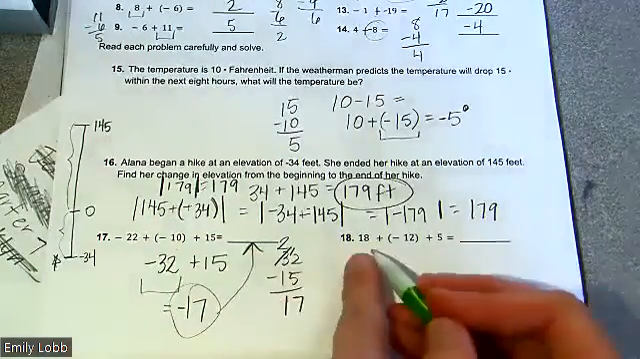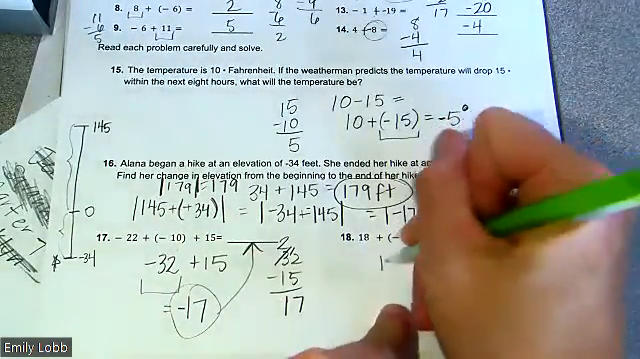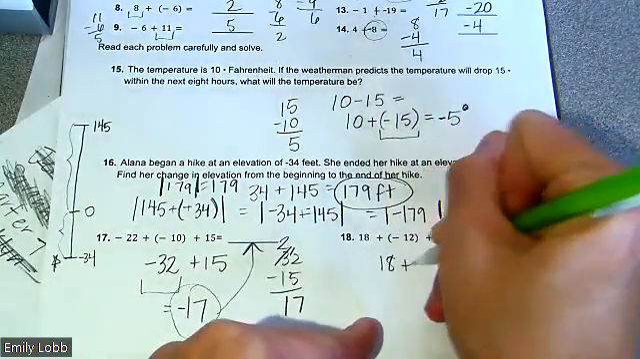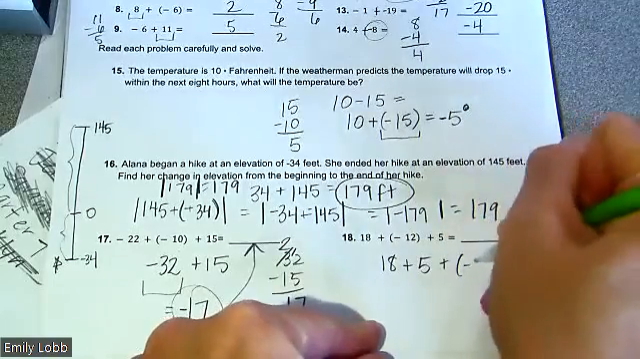Now here, if you wanted to combine your positives first, remember we can rewrite it as 18 plus 5 plus a negative 12.